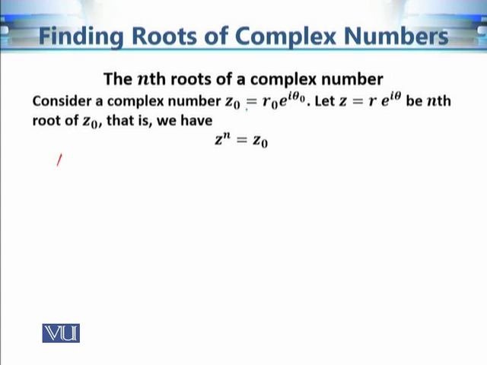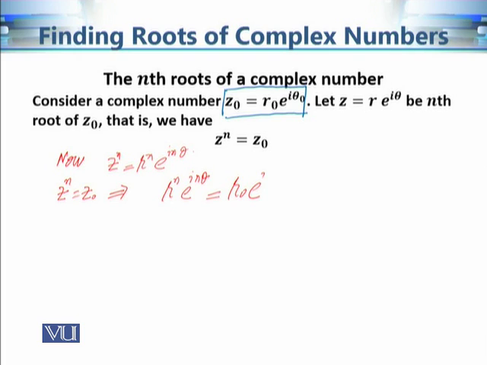Now consider a complex number z0 equal to r0 e raised to power iota theta naught. Here r0 is the modulus and theta naught is the angle with the positive x-axis. And the question is, what is z such that z raised to power n is equal to z0? In other words, we want to find nth roots of this complex number z0. Now, taking power would give me z raised to power n is equal to r raised to power n e raised to power iota n theta. And z raised to power n should be equal to z0.